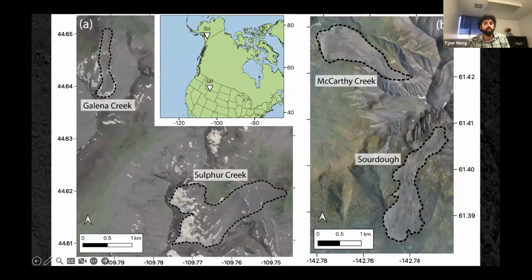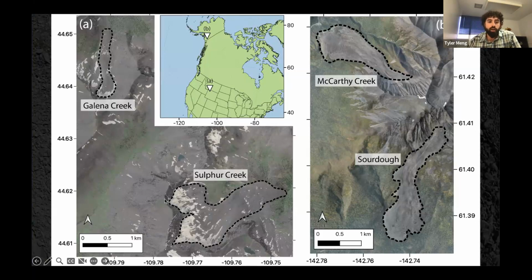Okay, so just to introduce you to our terrestrial study sites. So we have two pairs of rock glaciers here, which is really exciting because it gives us a natural laboratory to test both regional and local variations in the factors that impact rock glacier evolution.